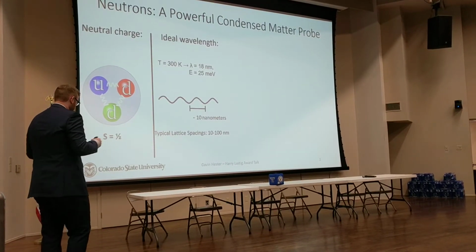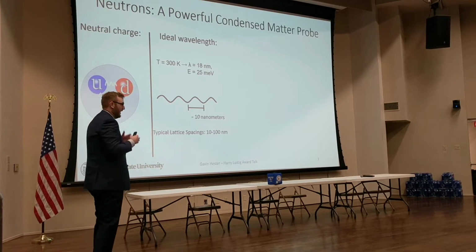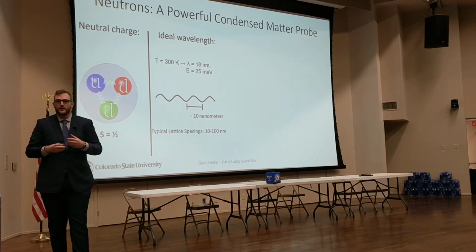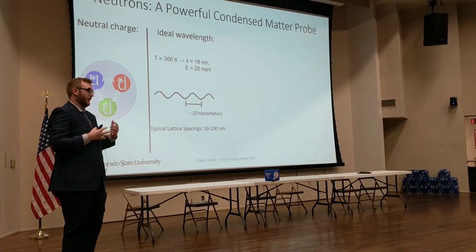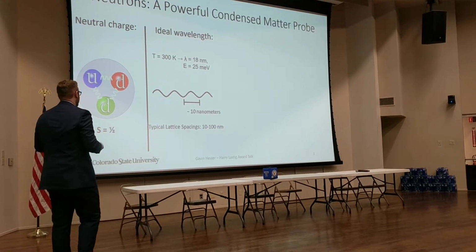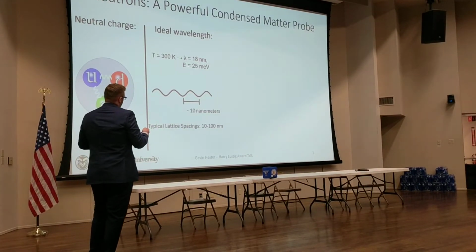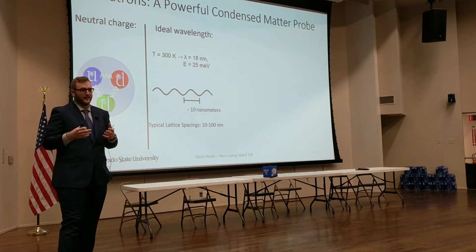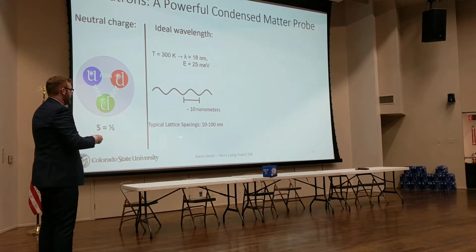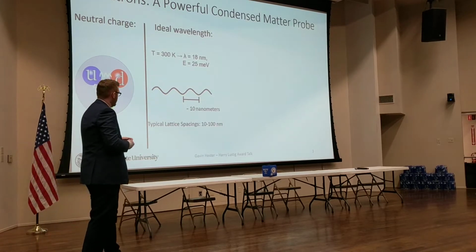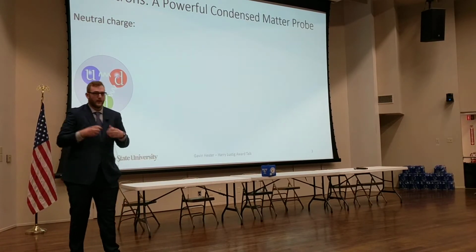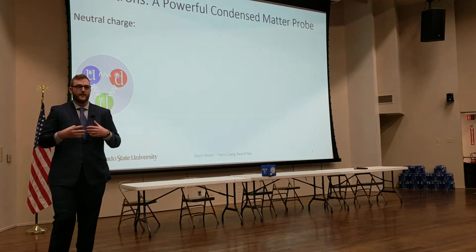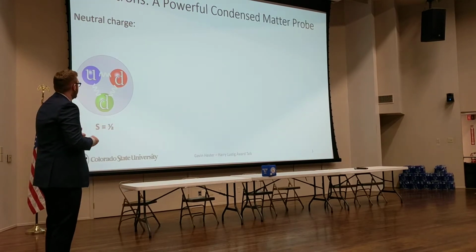1/2. In addition, we're very lucky that neutrons have kind of an ideal wavelength for condensed matter. So if you prepare neutrons at a temperature of about 300 Kelvin, which is relatively easy to do, you get a wavelength of 18 nanometers and an energy of 25 millielectron volts. That wavelength of 18 nanometers corresponds quite well to typical lattice spacings of condensed matter systems, and that energy transfer is right on the order of magnitude for things like phonons and other condensed matter excitations.